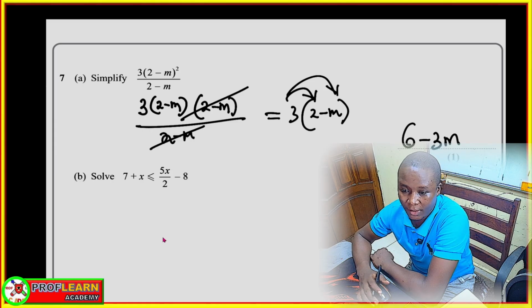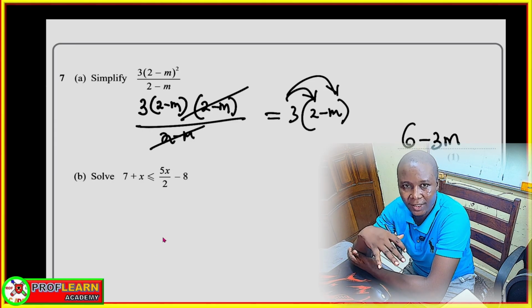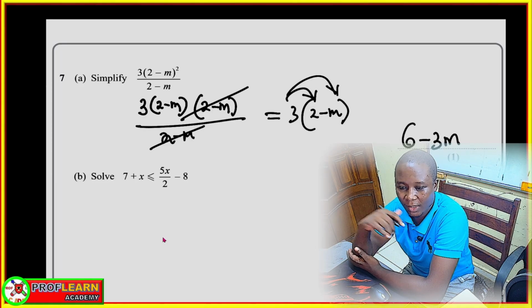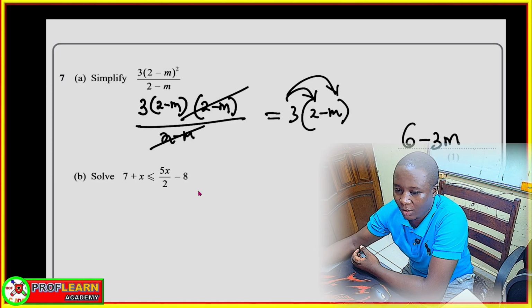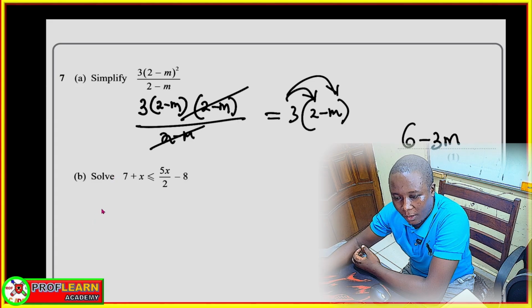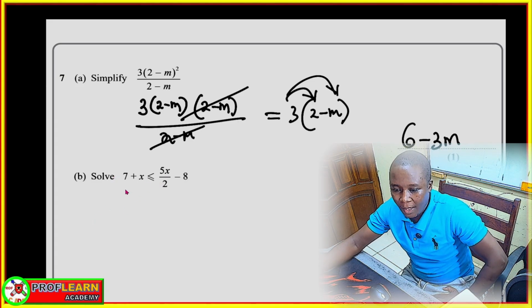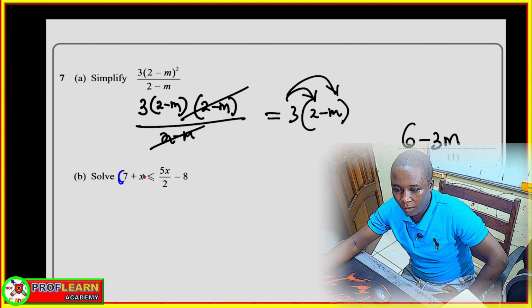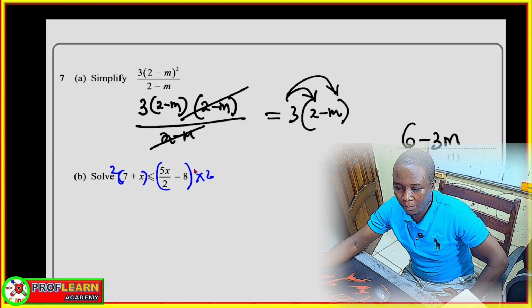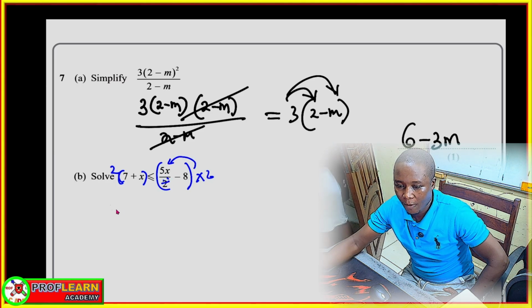What about inequalities? If you are given a question to do with inequalities, will you be able to work out such a question? Now look at this. The first thing I'll do here, if I was doing this exam, is multiply by 2 all through. So I'll multiply every term by 2. The first bracket here, this 2 that is down here will cancel with this, but this 8 will be multiplied by 2.